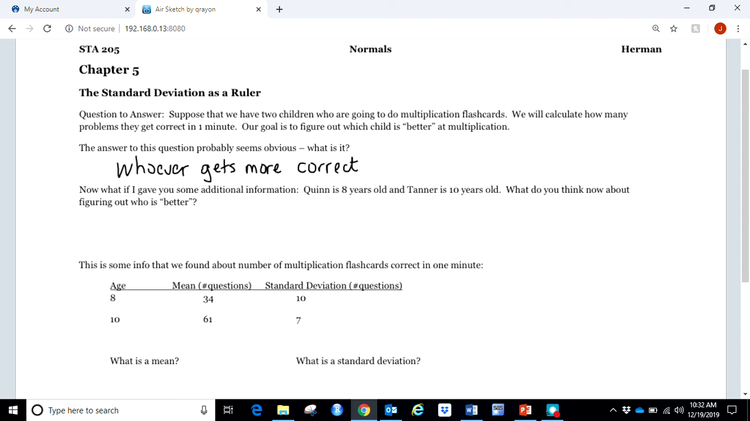So when does a student usually first learn any ideas of multiplication? Probably when they're about 8 years old. So Quinn is just being introduced to multiplication versus Tanner, who is 10, has been doing multiplication for a couple of years at this point. So this makes it a little bit harder to decide because age seems to have an impact here. So age is probably a factor here.